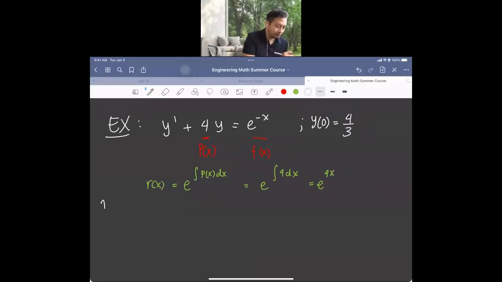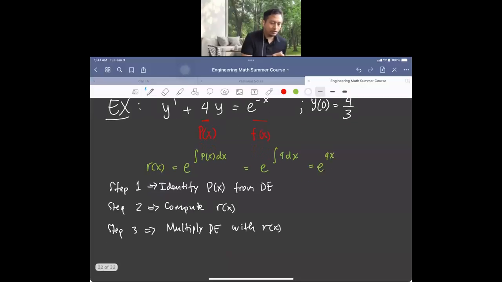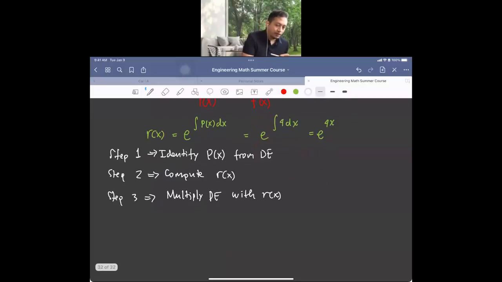So this is the first step. Step one: identify P(x) from the differential equation. Step two: compute the R(x), or integrating factor. And step three: multiply the differential equation with R(x). Okay, I think this is a better way to look at it.